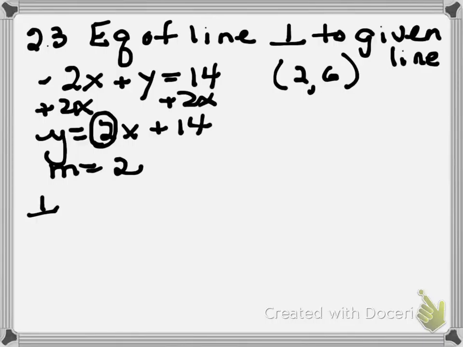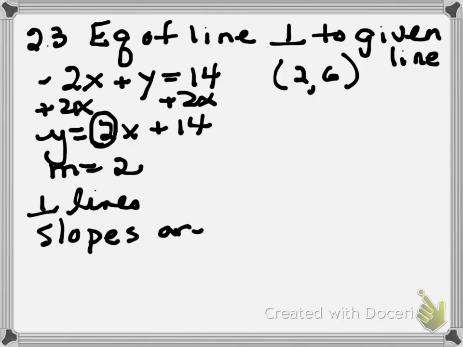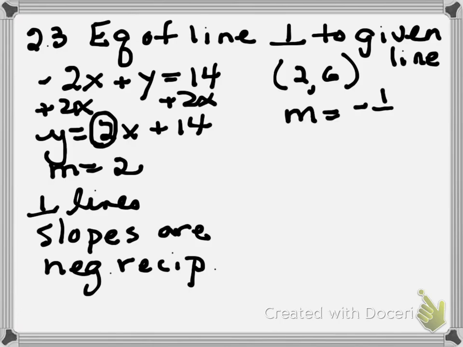So perpendicular lines: slopes are negative reciprocals, or the product equals -1. So the slope of the line perpendicular is going to be -1/2, so that the product of 2 and -1/2 is -1, or take the negative reciprocal of 2.